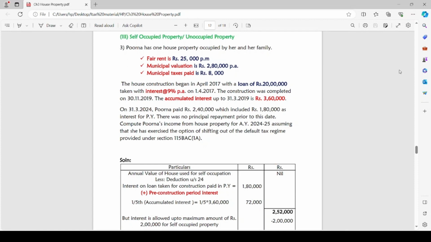Compute Purna's income from the house property for the assessment year 2024-25, assuming that she has exercised the option of shifting out of the default tax regime provided under section 115BAC.